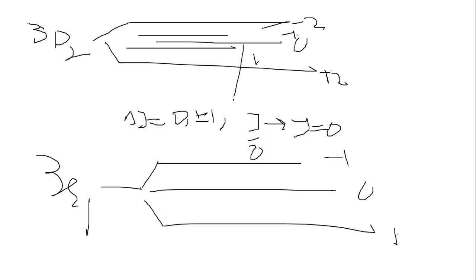That is, from this 0 to this 0, the transition is not allowed, and any other transitions are allowed, for which the change in j values, that is the change in mj value, will be 0 or plus minus 1. So these are the transitions that will be allowed.